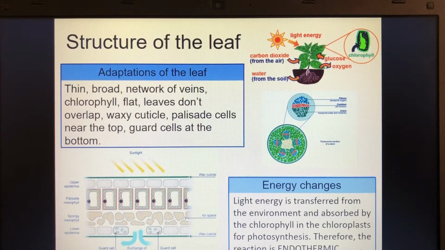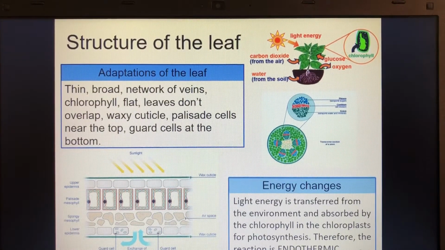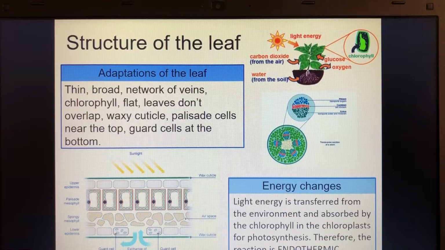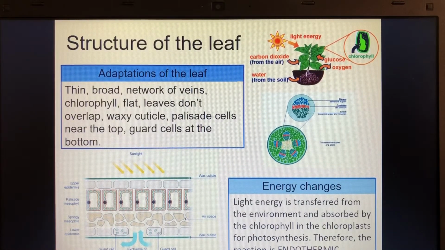We've got the palisade cells. That's the one that people forget the name of. It's the palisade cells, just this layer here, which are our typical photosynthesizing cells. The palisade cells have the highest density, the highest number of chloroplasts for photosynthesis to occur, and that's really important. They're near the top. We've got this upper epidermis here, lower epidermis here. They are just protection cells, helping to protect the leaf.